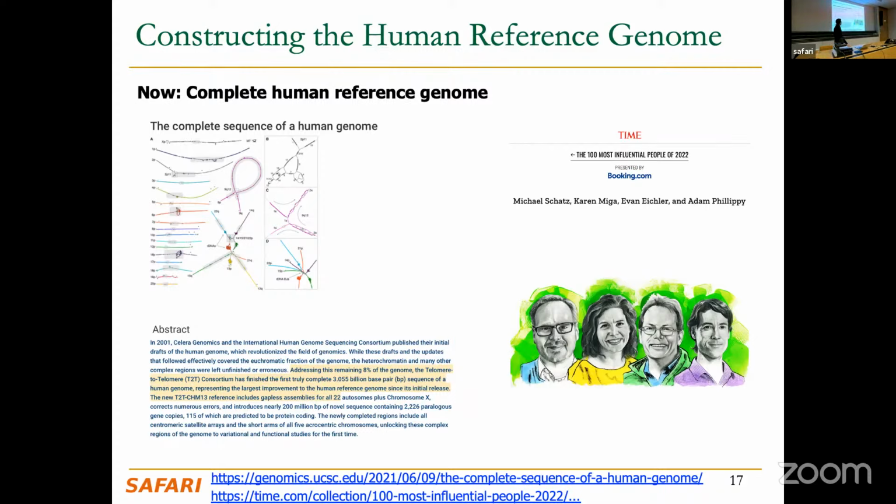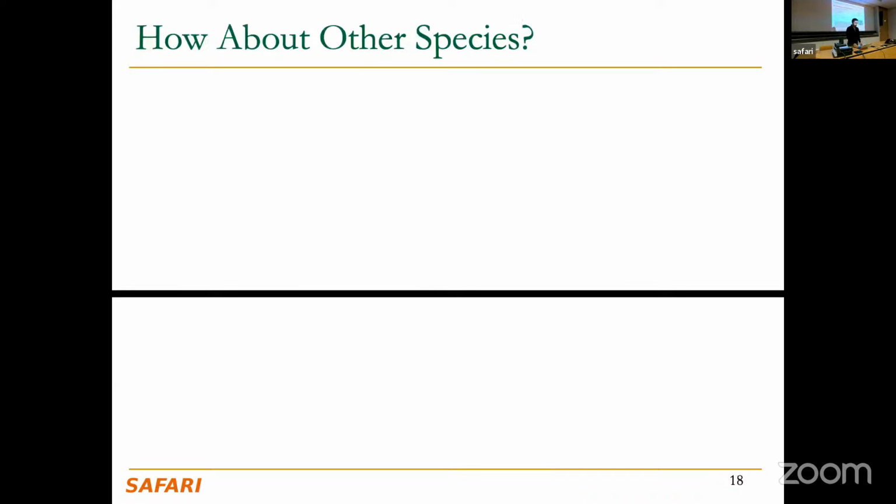And since such a completion has a huge impact, the people behind it were recognized as among the top 100 most influential people in 2022 by Time Magazine. Actually, one of the people here is our past collaborator. But I guess we're not focusing on the human genome a lot. Maybe let's put another perspective and think about other species.